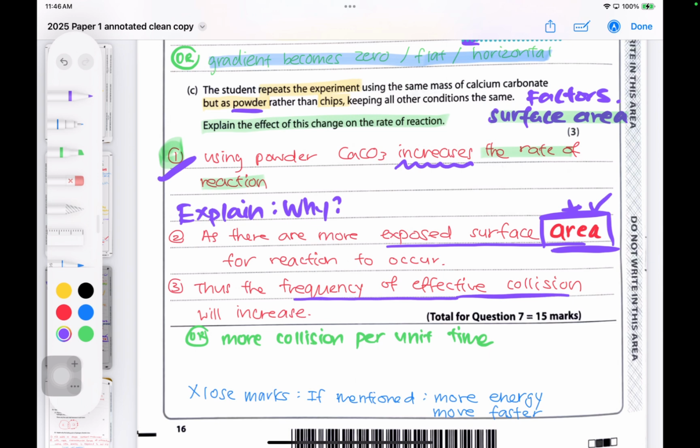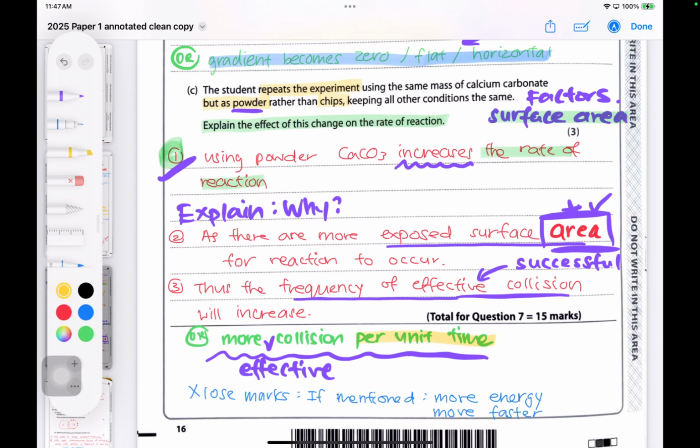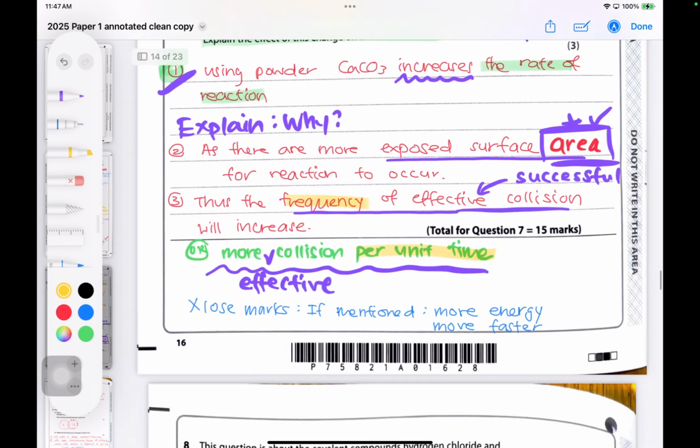Okay. Another word for effective is successful. So the frequency of successful collision will increase as well. If you don't like this wording, another way to word it would be there will be more effective collision per unit time. So the words per unit time here are used to replace the word frequency. So again, at the end of the day, you decide what phrasing sticks better in your brain, and you try to word it out on your own. Again, if you find that there are certain wordings that really stick to you, but you're not sure whether it will be acceptable, feel free to just DM me. I'll be happy to check for you.